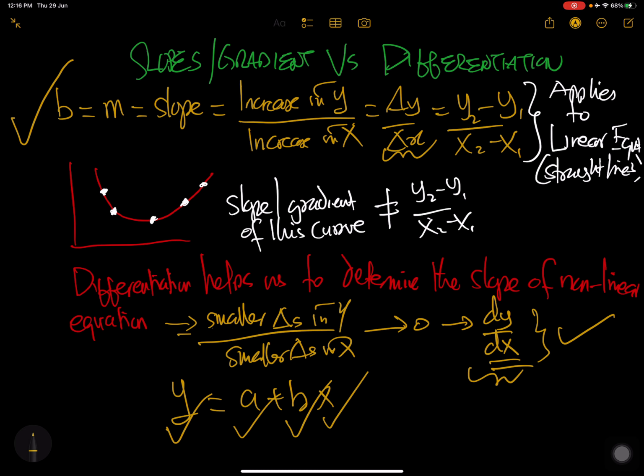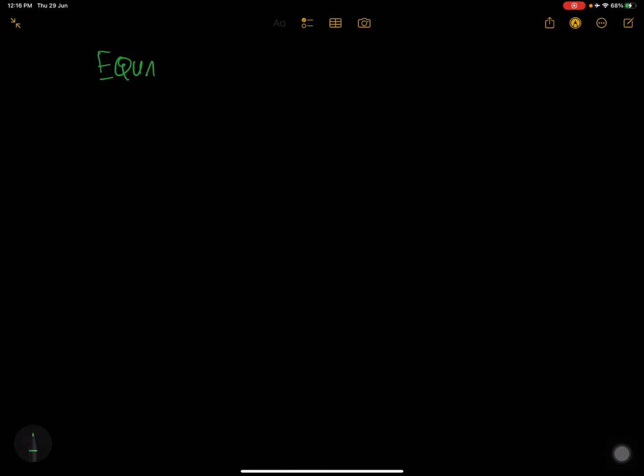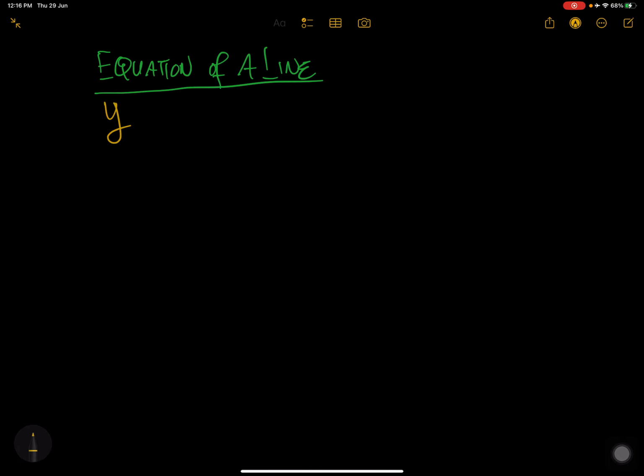So moving forward, we're going to look at how to determine the equation of a line. How are we going to be able to determine the equation of a line? Remember that the target is to give us an equation in the form y is equal to a plus bx, or in the form y is equal to mx plus c. This is the whole goal. So let's keep that.